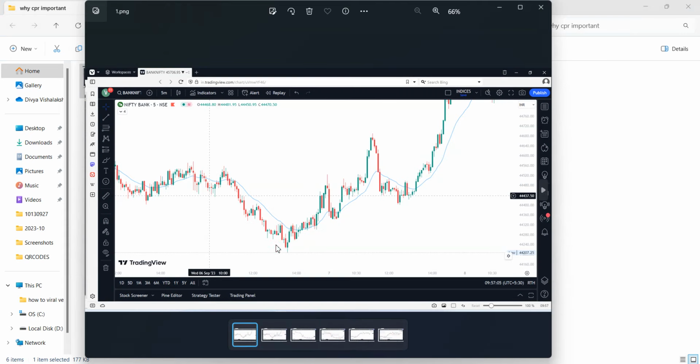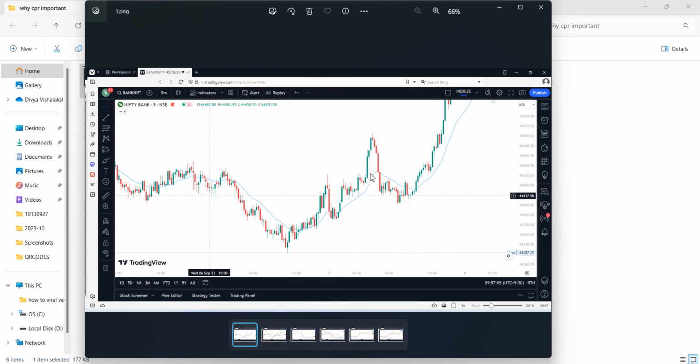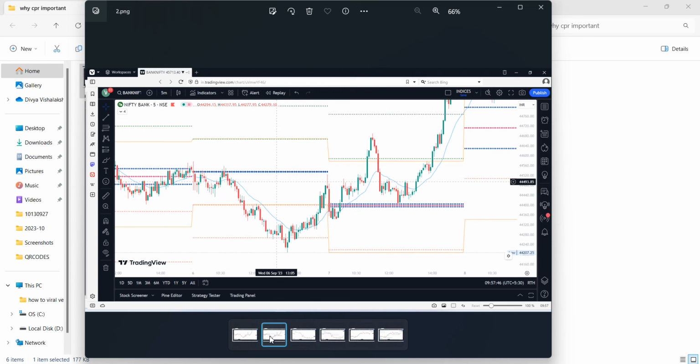Now see here, this is the naked chart and you don't know. Can you tell me where you will enter in the market? Is there any clue to enter in the market? No, right? Now I'll show you one thing here. This is the same chart, the same chart with CPR pivot points.